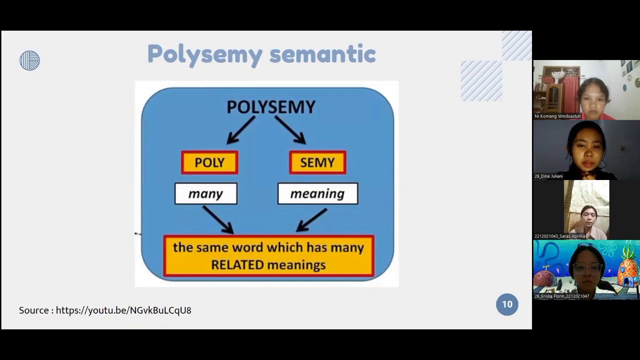and then polysemy semantics. Polysemy comes from two words, first is poly and second is semy. Poly means many and semy means meaning. And polysemy means the same word which has related meanings. So next, I'll give you the example.